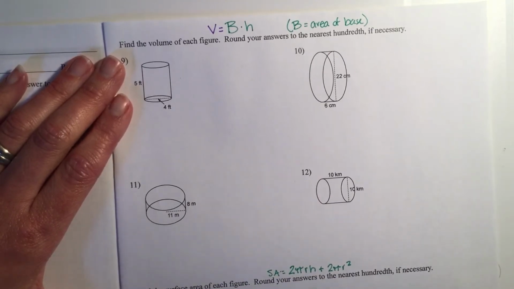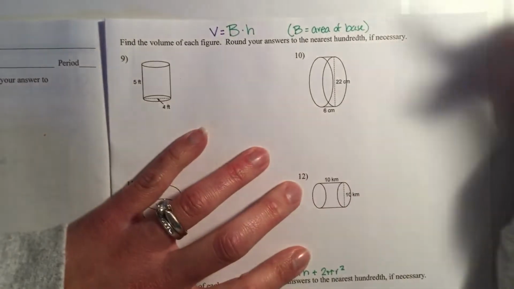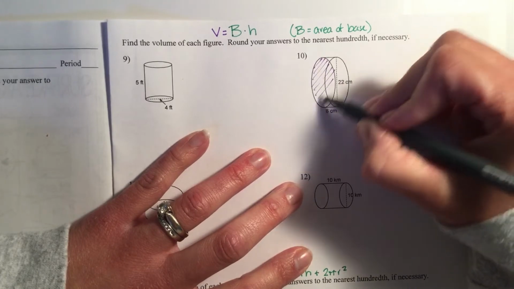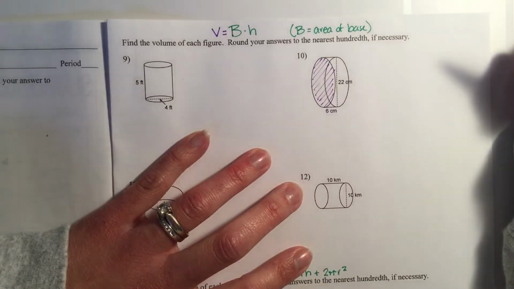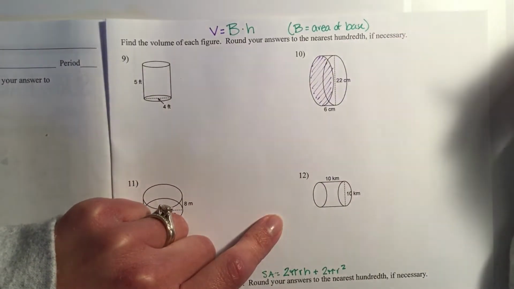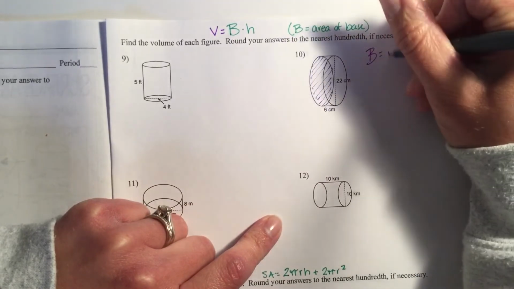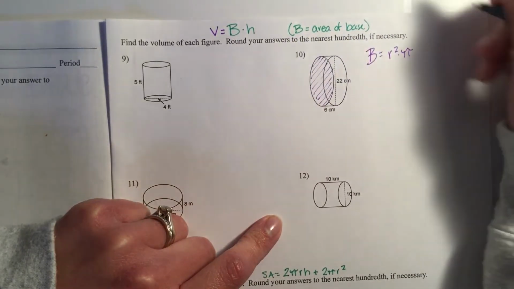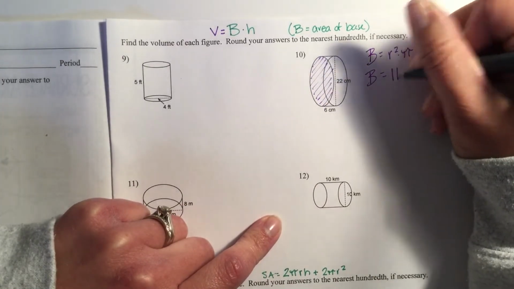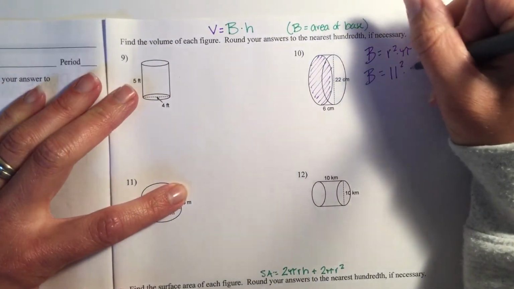Or maybe I should do number 10 because it's at a weird angle. Number 10's on its side, but its base is still a circle, even though it's not resting on its base. So the base has a diameter of 22. So I'm going to find the area of the base. That's going to be radius squared times pi, because that's the area of a circle. My radius is 11 because my diameter is 22. 11 squared times pi.